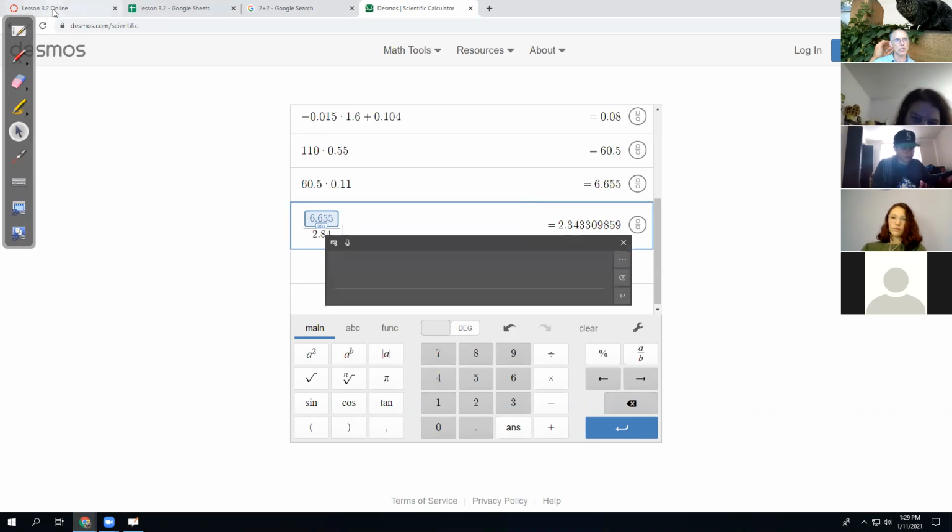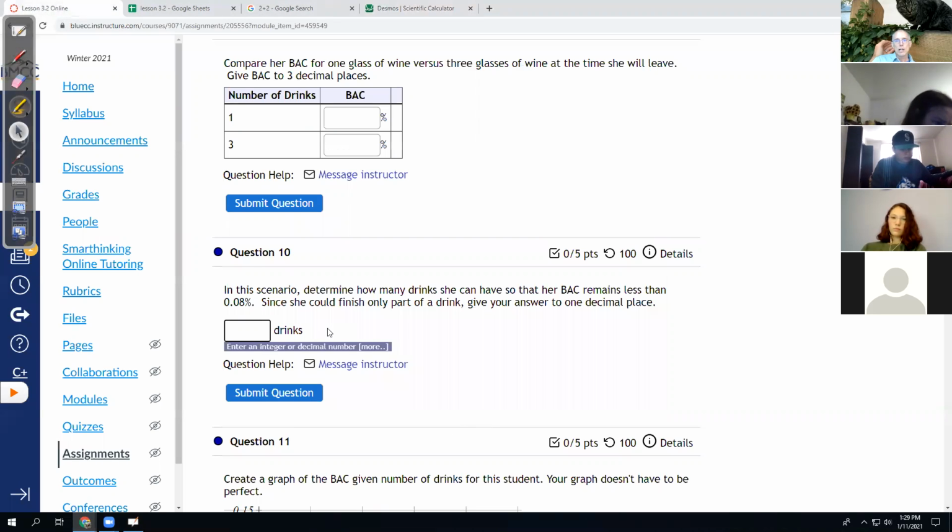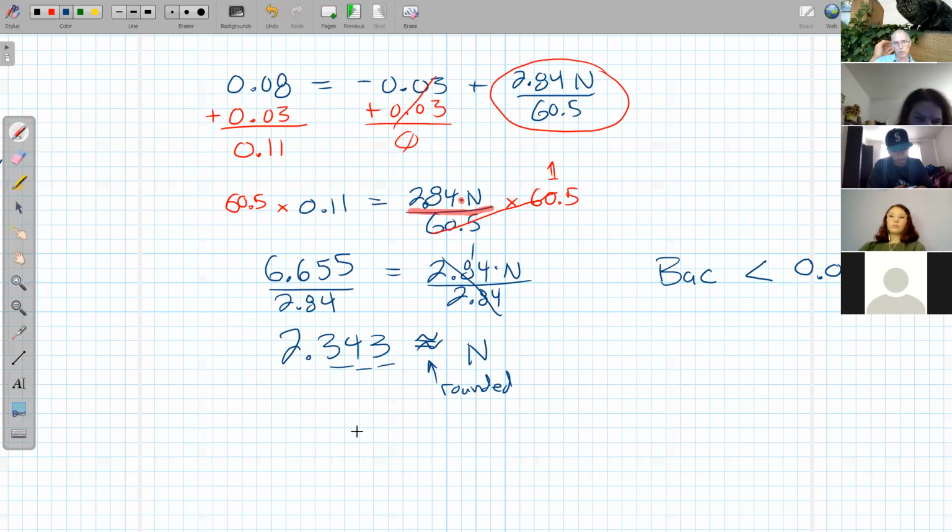So let's see what the question says here. Since she could finish only part of a drink, give your answer to 1 decimal place. Okay, so to 1 decimal place, we would say 2.3. And she could have a little bit more than that, but we want to be safe. And let's double check to make sure that's correct.